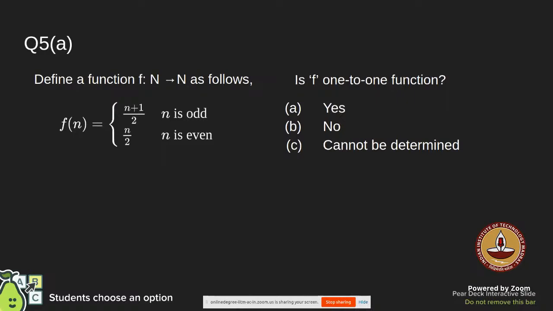Okay. What about 3 and 4? 3 and 4, again same, sir. 3 plus 1 by 2 is 2, and 4 by 2 is 2. Same. Yeah. It is not one-to-one.